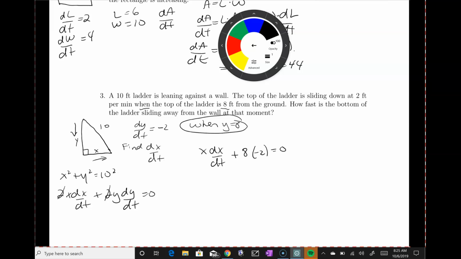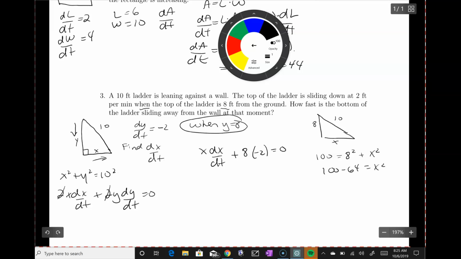So to go find x, I'm going to put the y equals 8 in, and there's my 10, and then I can solve for x. So I have 100 is equal to 8 squared plus x squared, so 100 minus 64, so that gives me 36, so 6 is equal to x, and we know it's the positive. So dx over dt will give me a positive 16 divided by 6. And you could simplify that, but let's think about it. It's positive. This length x will be getting bigger, so that makes sense.